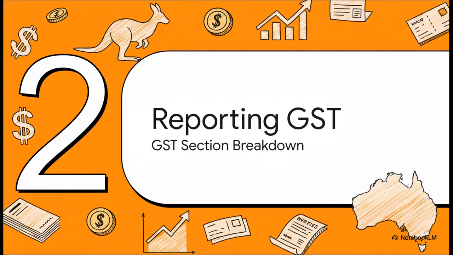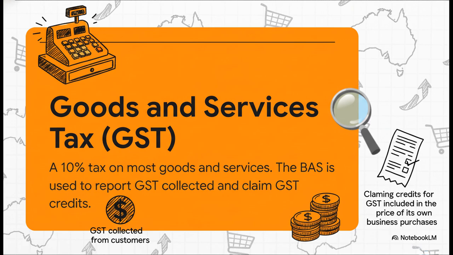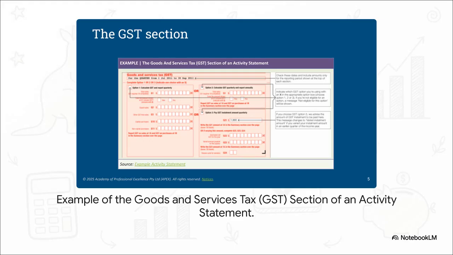Let's move to our second section, which details the reporting of goods and services tax, or GST, on the activity statement. GST is defined as a 10% tax on most goods and services in Australia. The BAS serves a dual purpose for businesses in this regard. It is used to remit the GST collected from customers and also to claim credits for the GST paid on business-related purchases and expenses. Here we can see an example of the GST section from an activity statement.